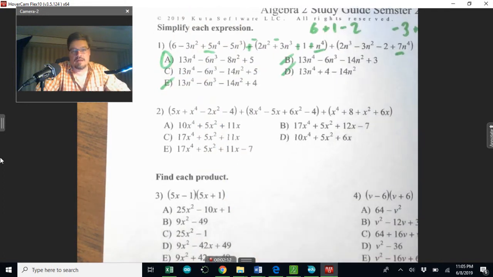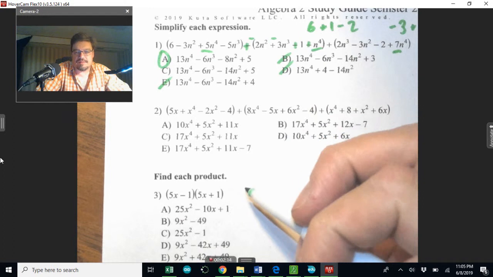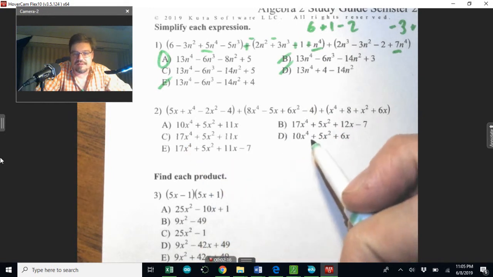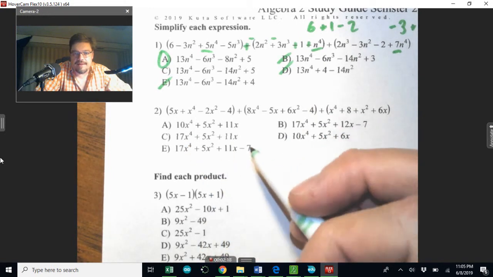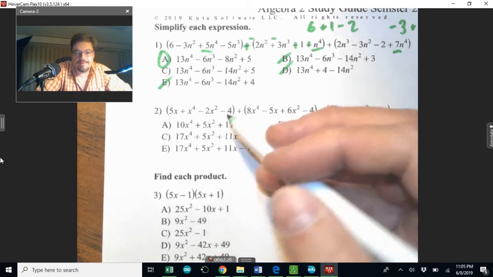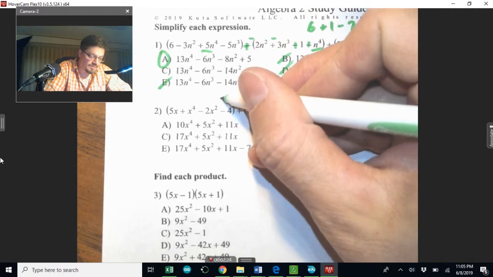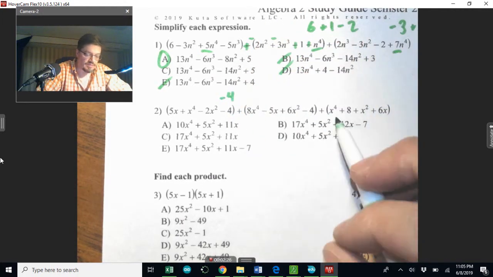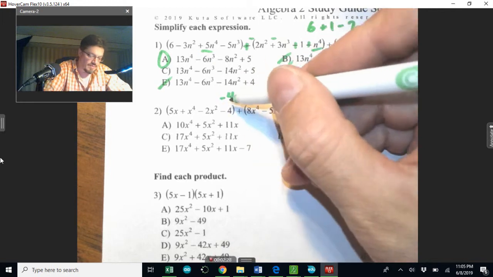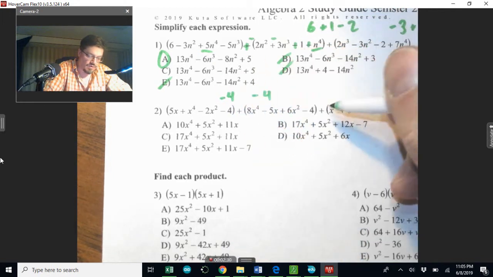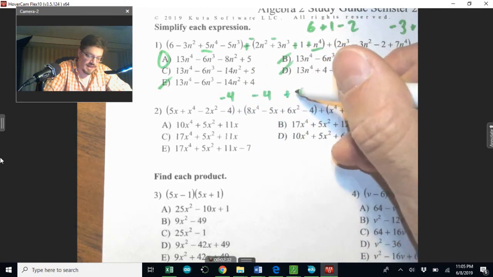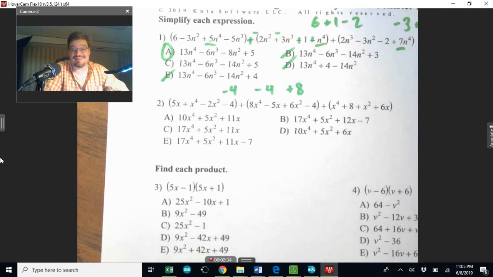Alright, same thing with this guy here. We're going to use the same strategy. Which ones are different here? Yeah, it looks like the tails. Okay, let's see. I don't have any subtraction here in between polynomials. So I have a minus 4, and a plus 8. That ends up being 0.